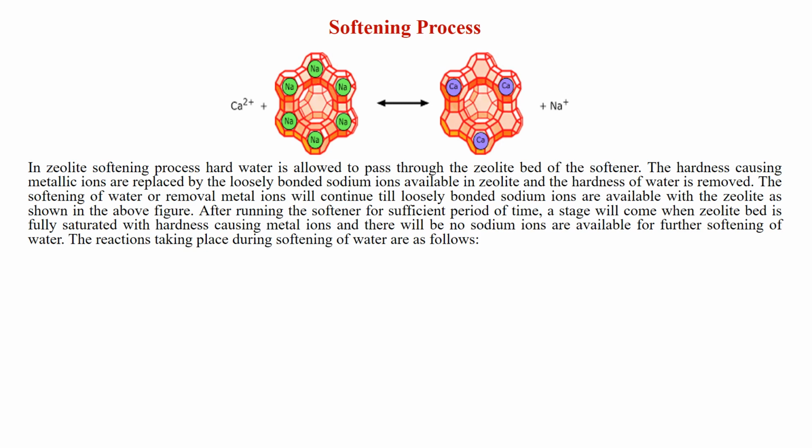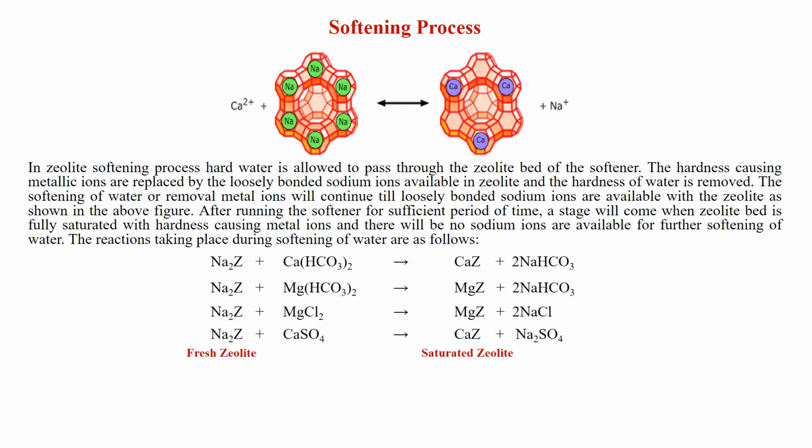After running the softener for a sufficient period of time, a stage will come when the zeolite bed is fully saturated with hardness causing metal ions and there will be no sodium ions in the zeolite for further softening of hard water. So at this stage, regeneration is required. The reactions taking place during softening of water are as follows. In these reactions, fresh zeolite is represented as Na2Z.